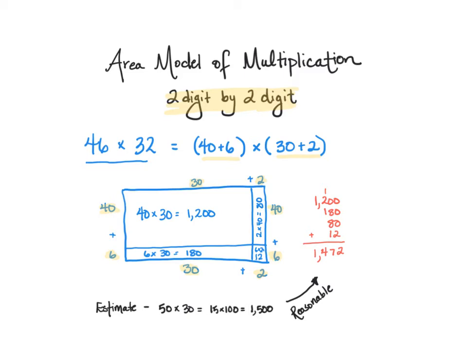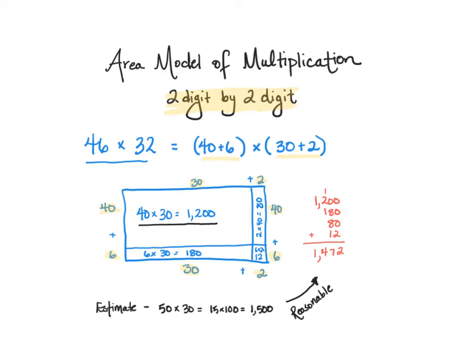And on the side I put 40 plus 6 and 40 plus 6 on the other side. And then I went ahead and I did my multiplication. So first I did 40 times 30 equals 4 times 3, which is 12, times 100 is 1200. Then I did 6 times 30 equals 180. 6 times 3 is 18, times 10 is 180. Then I squeezed in here 6 times 2, which equals 12. And then to the side I did 2 times 40 equals 80.